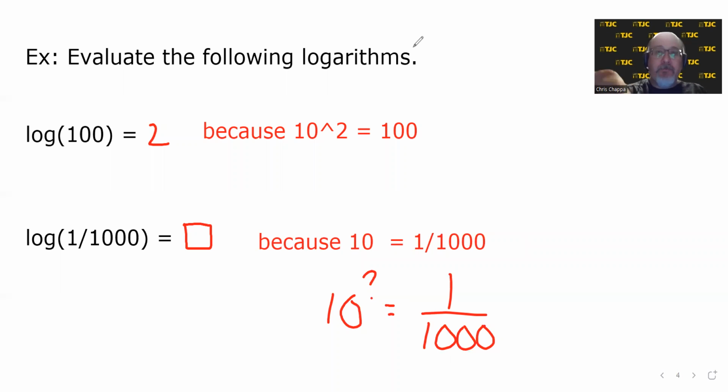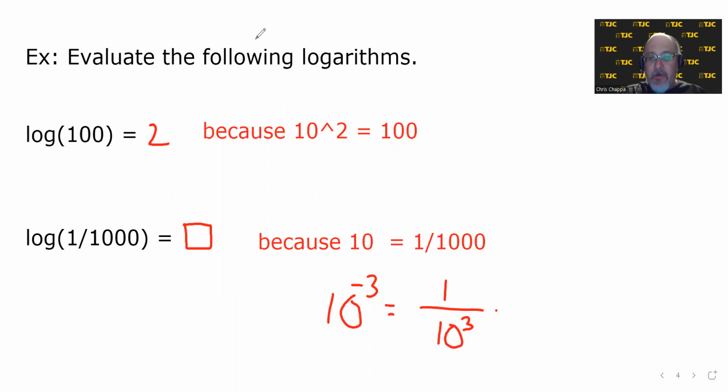Negative powers. 10 to the negative 3 power is 1 over 1,000 because 10 to the negative 3 power means 1 over 10 to the positive 3 power, which is 1 over 1,000. So the missing power is negative 3, but since the logarithm is asking what power does something, the answer is a negative 3 power does it. And your calculator would know this. Type in log of 1 over 1,000.